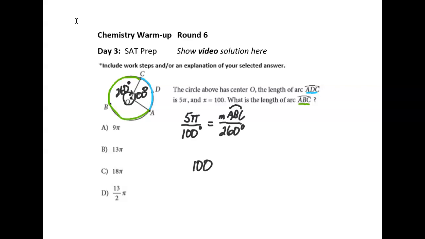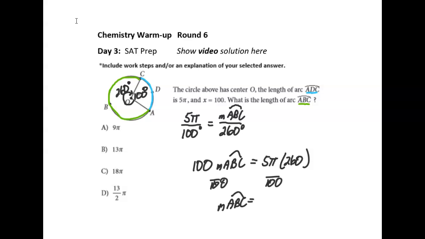100 times the measure of arc ABC is equal to 5 pi times 260. Then divide both sides by the 100 to isolate the measure of arc ABC.